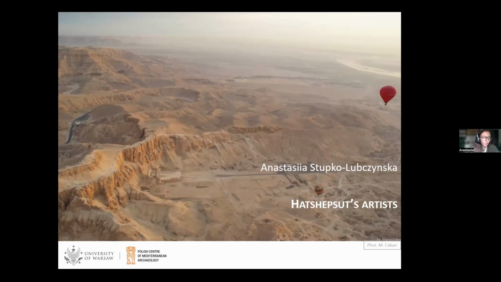The nucleus of my talk will be the temple of Hatshepsut at Deir el Bahari, the place which in her times was the nucleus of the Theban necropolis in many aspects. In fact, in terms of the sacred landscape, rituals and festivals, thinking of the Feast of the Valley, and also in terms of artistic activities.